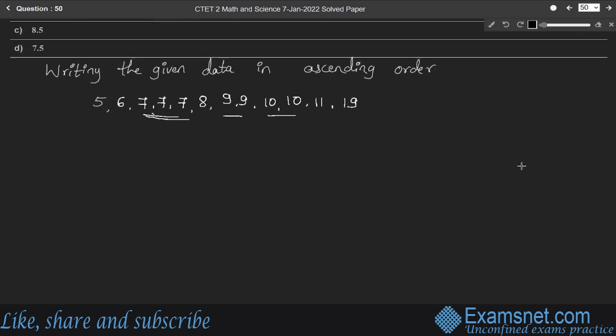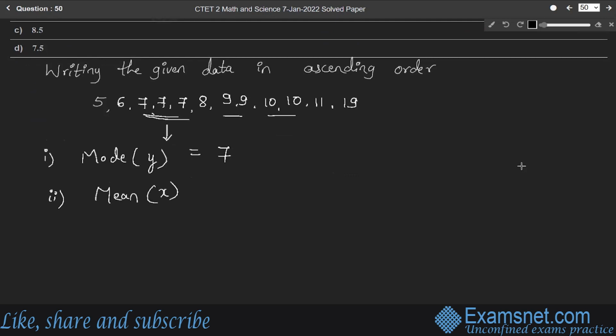In any data, the number which is repeated the maximum number of times is called the mode of the given data. So according to the question, mode is y. Mode y is equal to 7. This number is written the maximum number of times, right? So it is the mode. And the second one, mean.